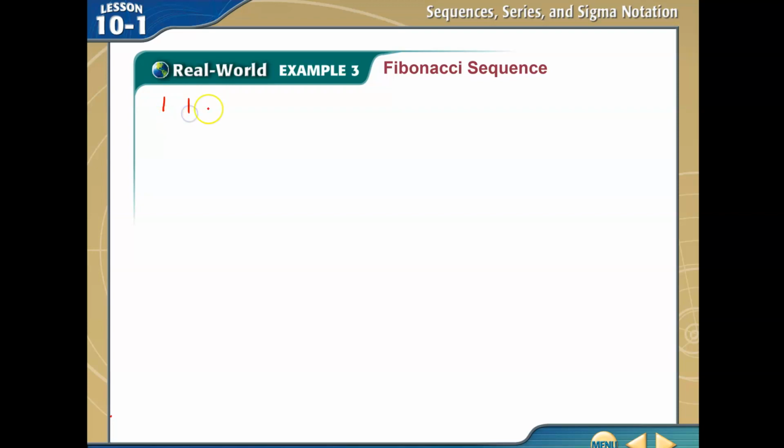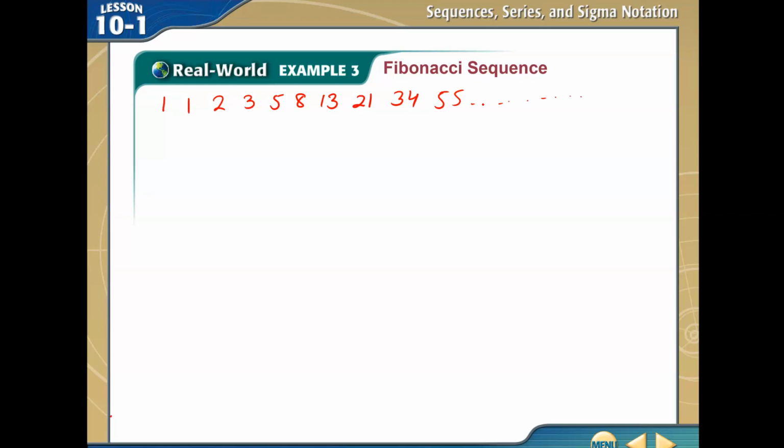So 1 and 1, 1 plus 1 is 2, 2 plus 1 is 3, 3 plus 2 is 5, 3 plus 5 is 8, 5 plus 8 is 13, 8 plus 13 is 21, 13 plus 21 is 34, 21 plus 34 is 55. Okay, and let's keep going up.